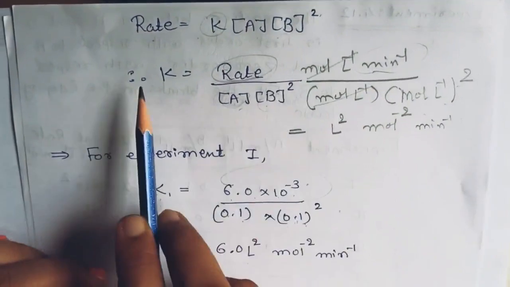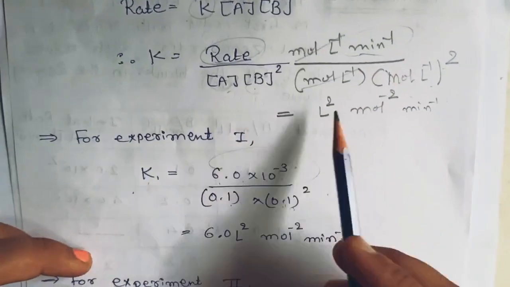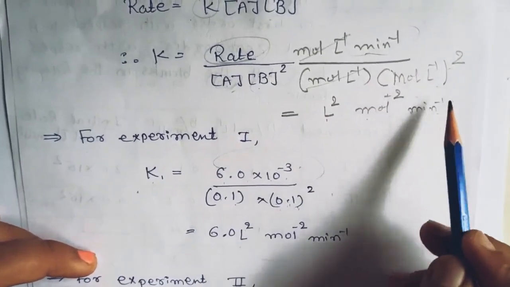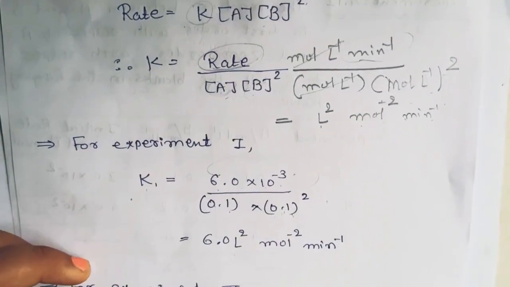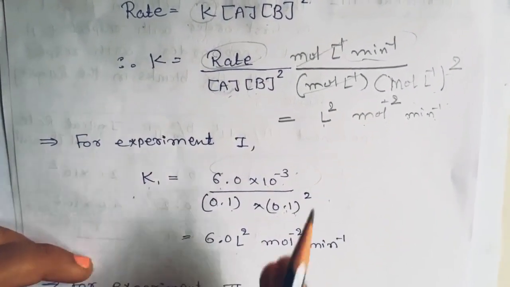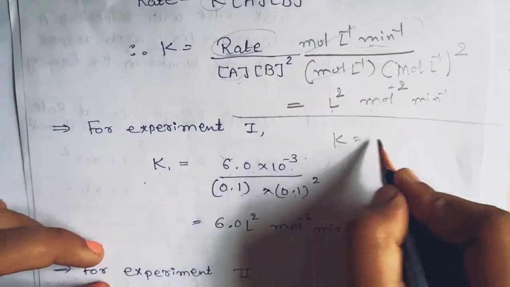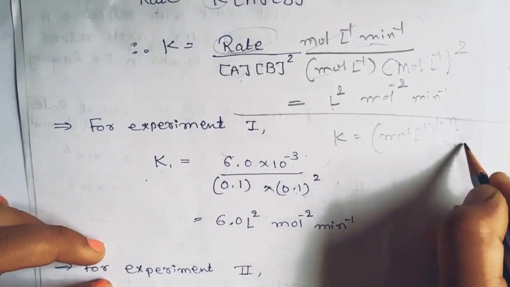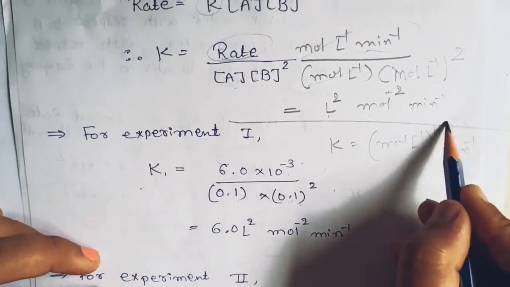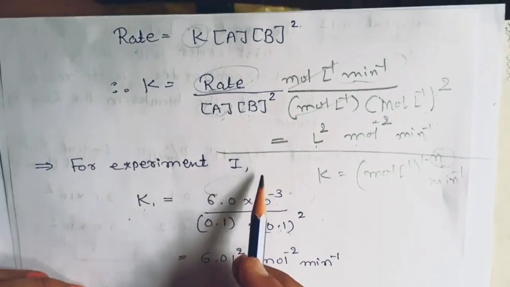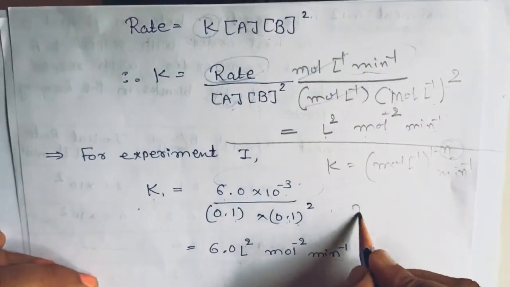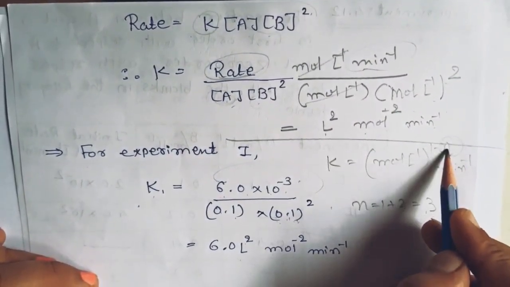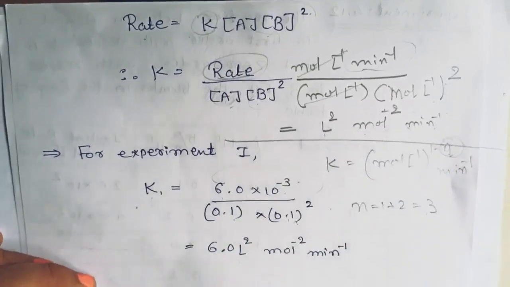So the unit of the rate constant for this particular reaction will be L square mole minus 2 and minute inverse, right? Or you can find that unit from our main equation, K equals mole liter inverse to the power 1 minus n, and minute inverse, where n is our order of reaction. You can find the order of reaction by this: n is equal to 1 plus 2, which is equal to 3. If you replace n with 3 here, you will get the unit.